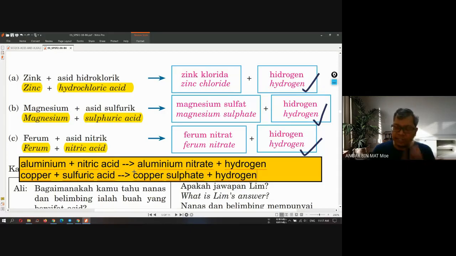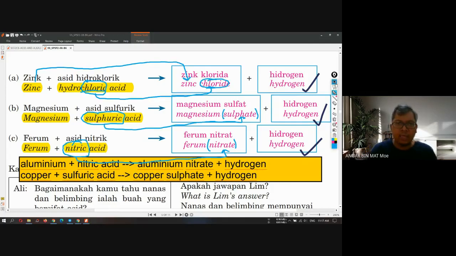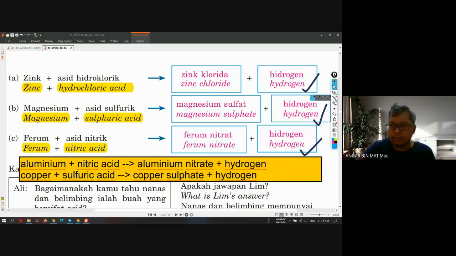But the salt produced is based on the metal put in. For example, if you put aluminium inside hydrochloric acid, it will become aluminium chloride. You remember this one. Chloric will become chloride, sulfuric will become sulfate, and nitric will become nitrate. And at the front here is the metal. Do you understand this? I hope you can understand it.